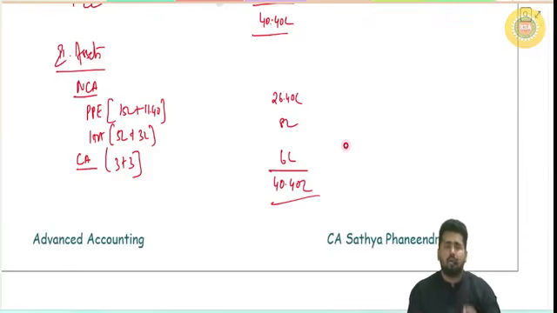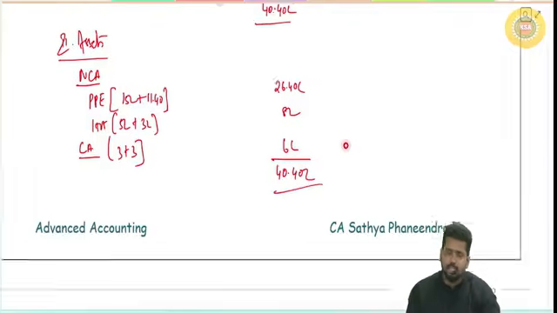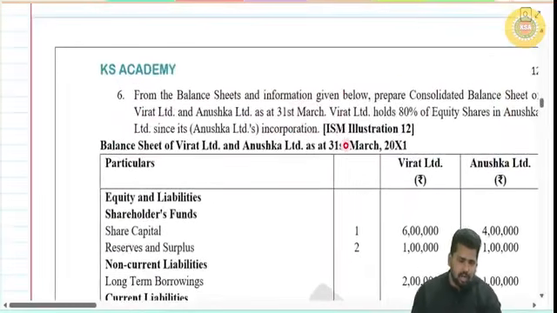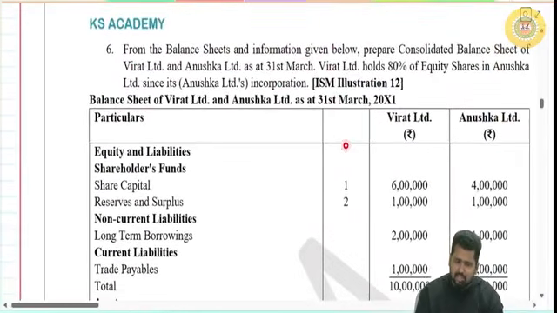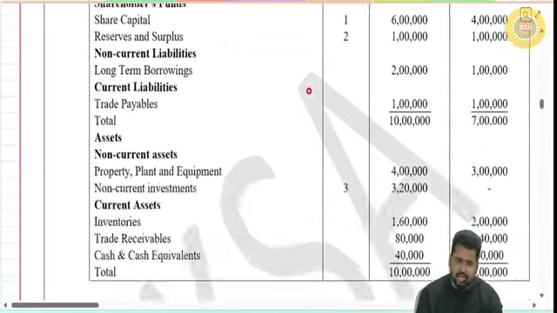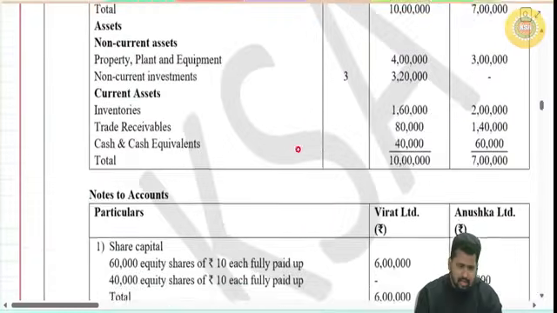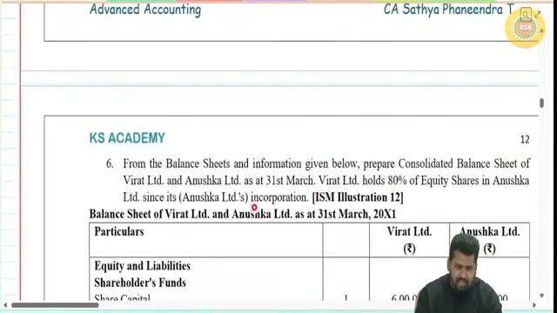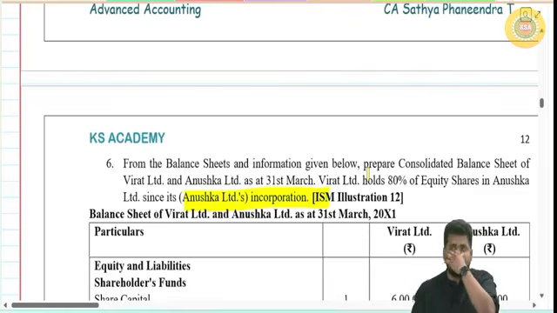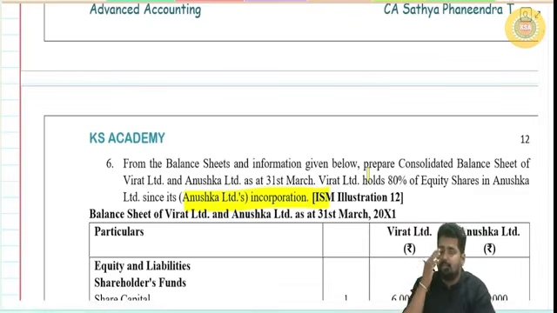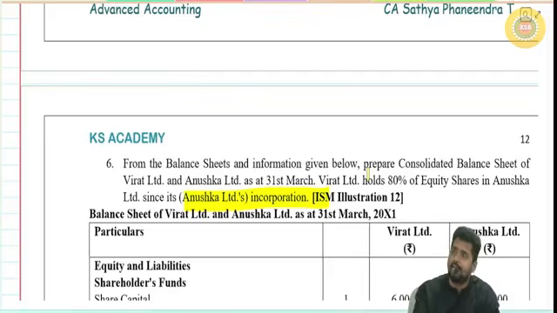Clear? Now we will go to certain adjustments. Adjustments also I will teach you. Accordingly you can do. The Virat and Anushka sum is also very easy. Virat holds 80% equity shares in Anushka Limited. The only difference in the sum is that the date of acquisition is given from the incorporation date. He means the beginning itself. When Anushka Limited started, at that time itself we acquired 80%. Clear? It means some years back we acquired it.